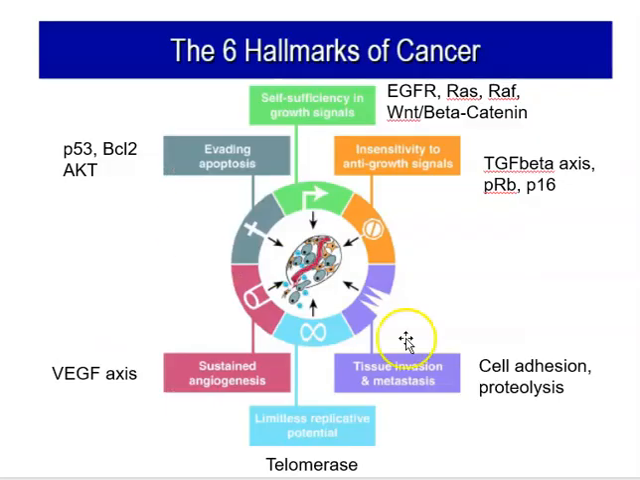So if you just flick back to the hallmarks of cancer, what you can see is that all of the genes that I'm talking about are addressing one of these hallmarks of cancer. Now the telomerase is not on the Vogelstein model, and the VEGF axis is not on the Vogelstein model, but I can tell you where they will occur later on in the lecture.